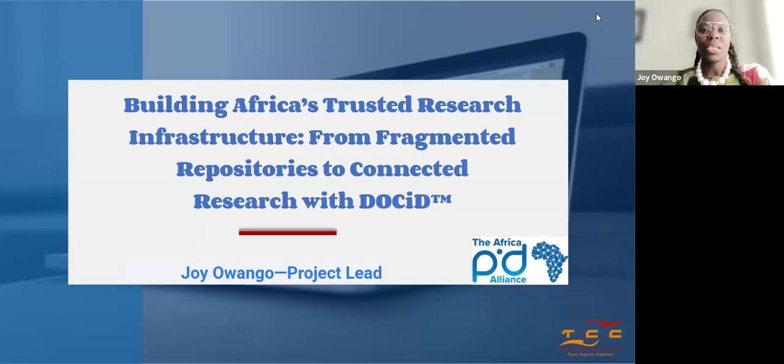So what I'll take you through is how we can build Africa's trusted research infrastructure from the various fragmented repositories that we have within our institutions and connect them into one seamless ecosystem through DOCiD. As I said, DOCiD is a persistent identifier.